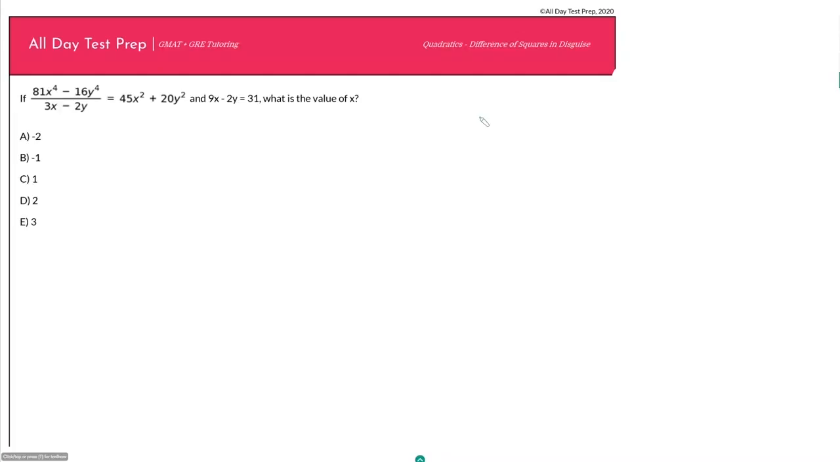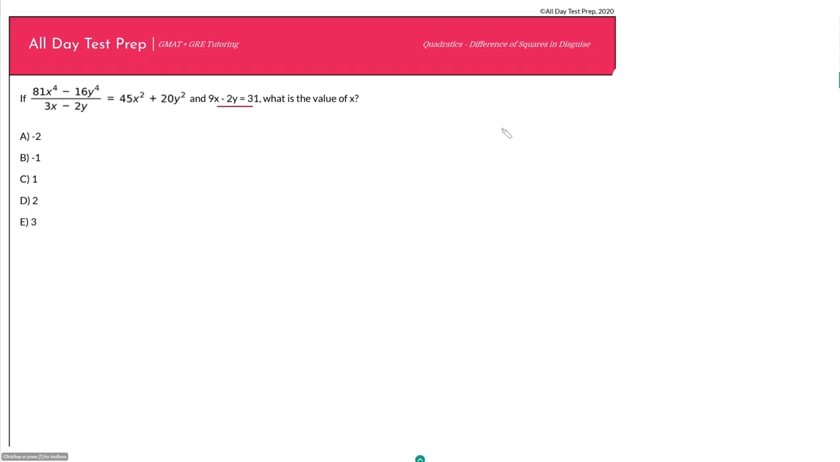GMAT all day. For our last quadratic equations video, let's look at another way they like to vary difference of squares within more complicated equations and expressions. So this question says: if 81x to the fourth minus 16y to the fourth all over 3x minus 2y is equal to 45x squared plus 20y squared, and 9x minus 2y is equal to 31, what is the value of x? So let's start by rewriting our equations.